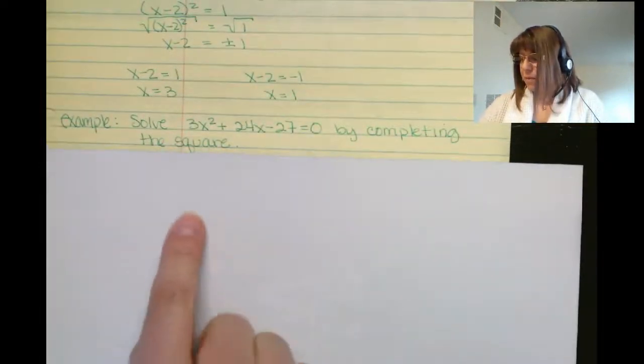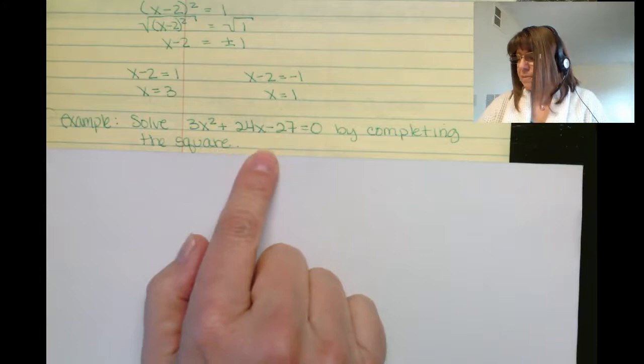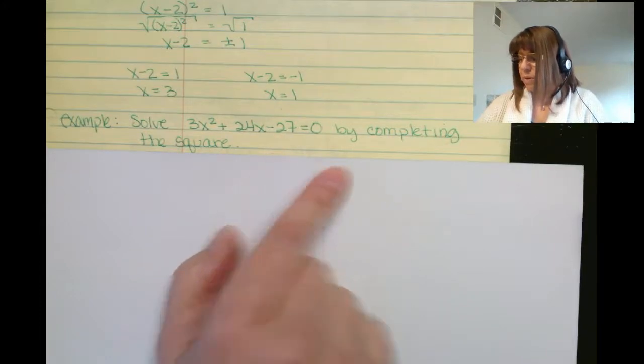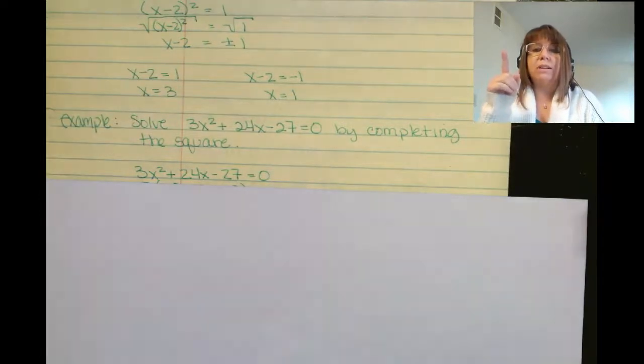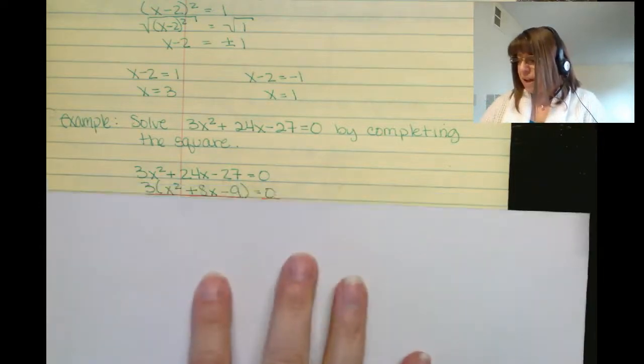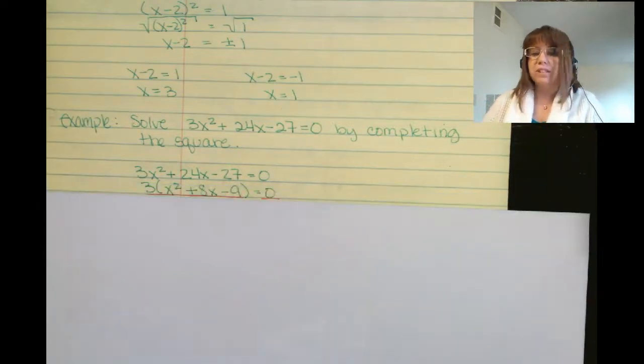Let's solve 3x squared plus 24x minus 27 equals 0 by completing the square. The first thing I want is a 1 in front of the leading coefficient of the quadratic term. So I'm going to factor out the 3 and then divide by 3.